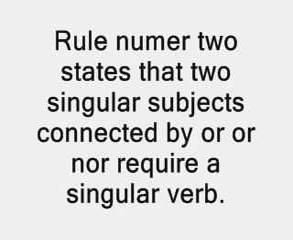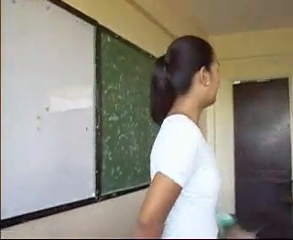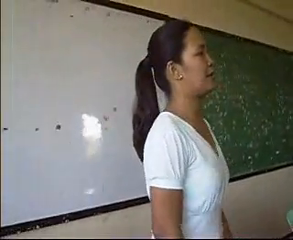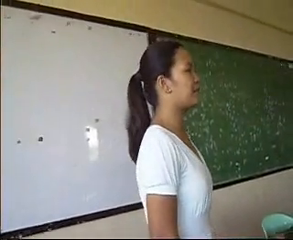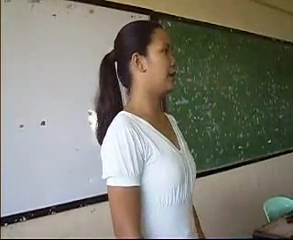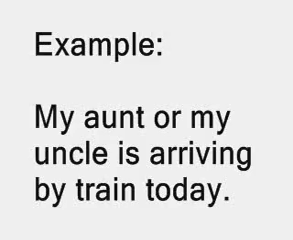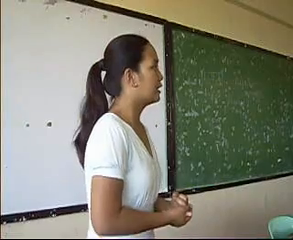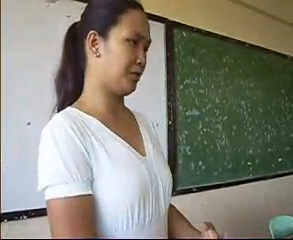Rule number 2 states that two singular subjects connected by or or nor require a singular verb. Now we already have the background about another rule in subject-verb agreement. Now I will give you some examples so that you will understand it further. Here are my examples. For example, my aunt or my uncle is arriving by train today. Now let's move to the next rule.